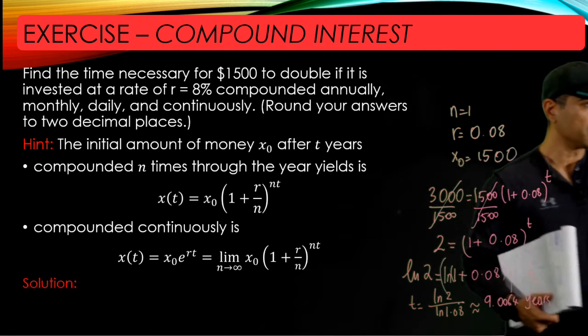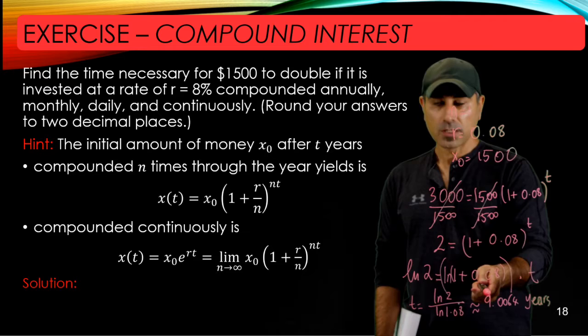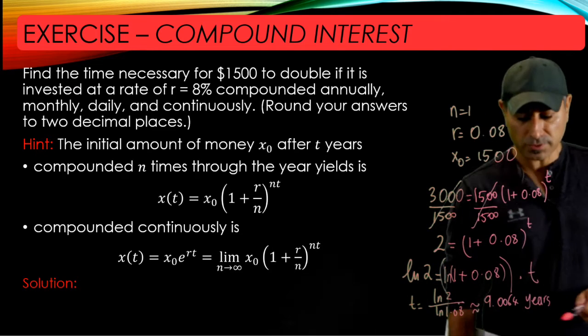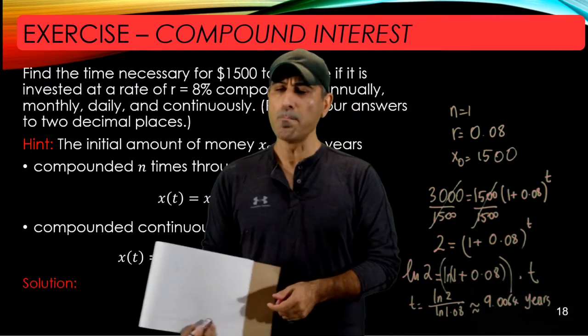If you don't touch your money for the whole year, and if you just keep compounding annually to reach $3,000, you should wait 9.0064 years. Now let's change this to monthly.